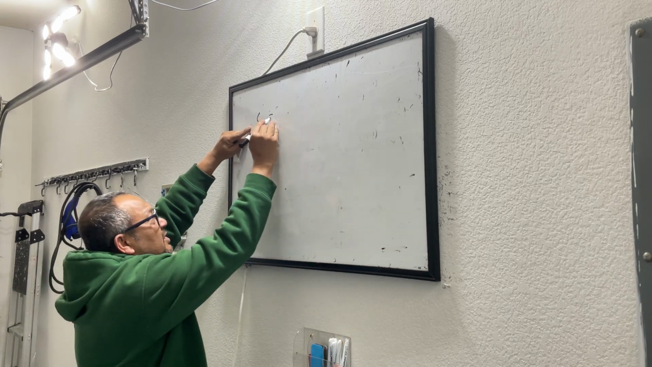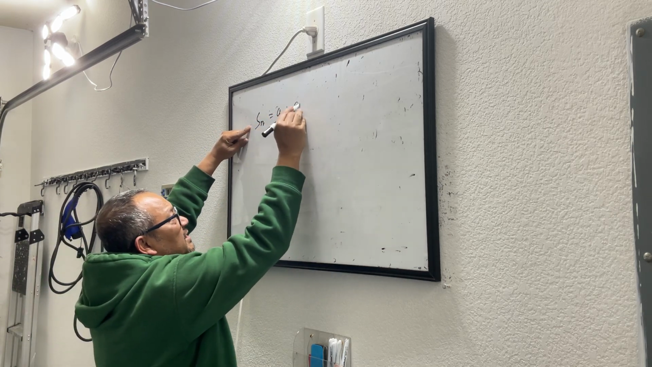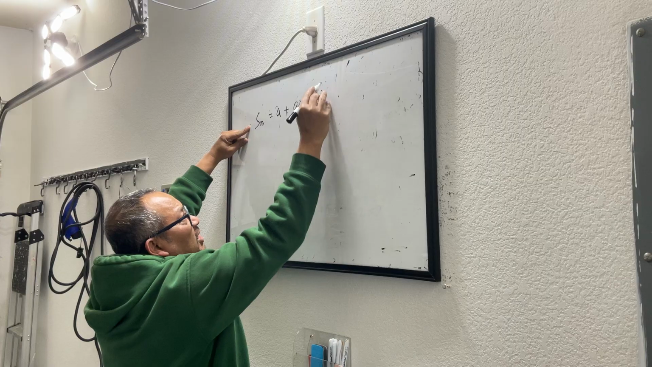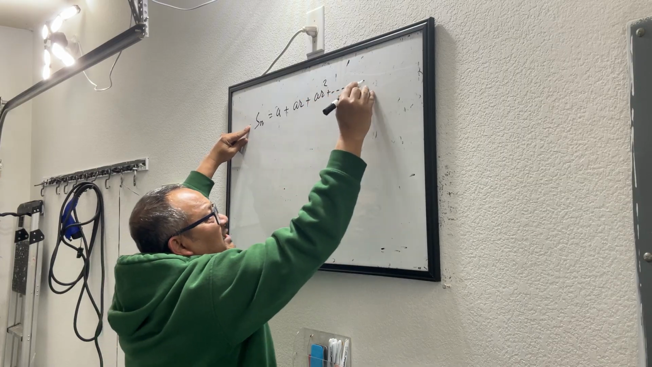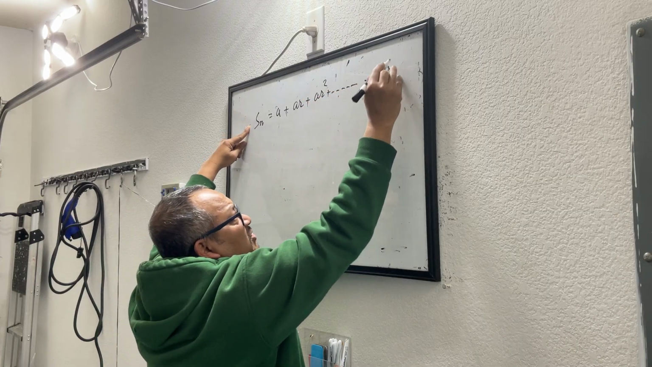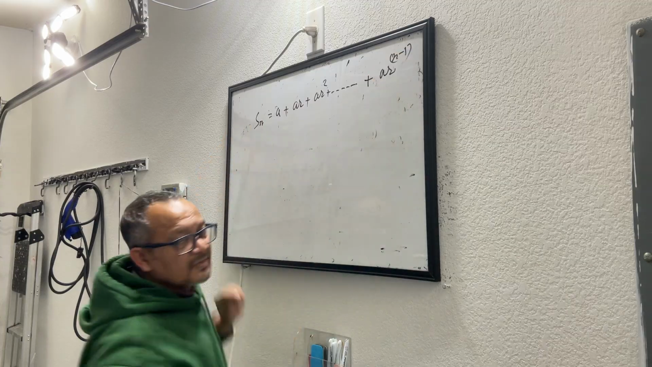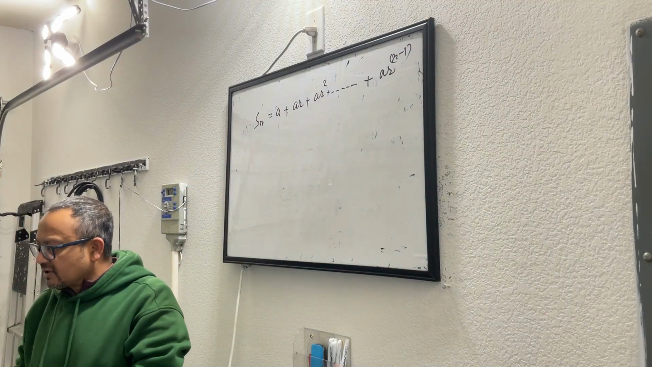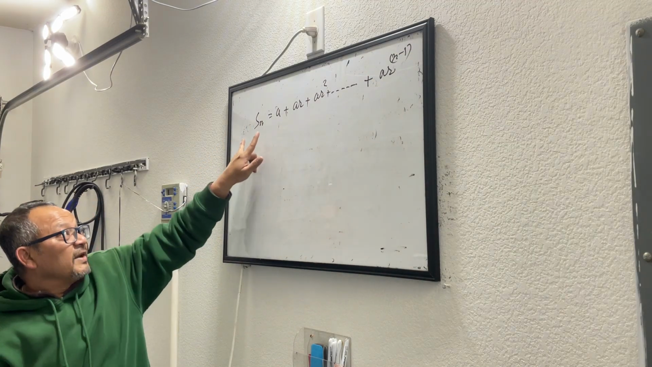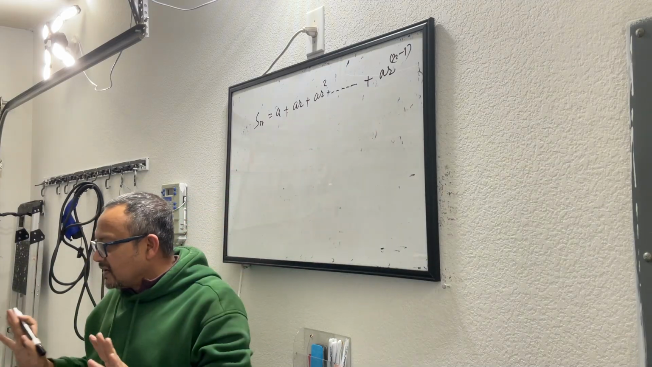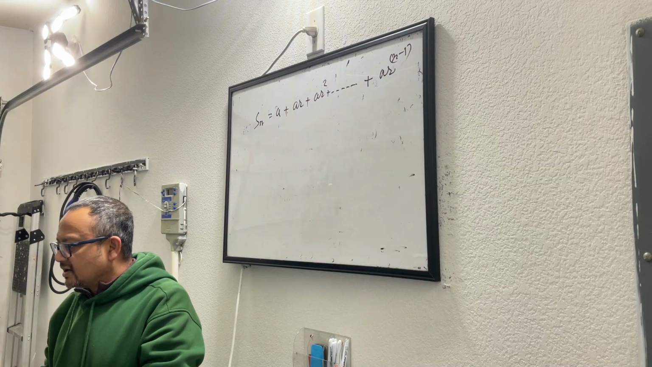Geometric series is nothing but we are trying to find out a plus ar plus ar squared plus, till the nth term, ar to the power n minus 1. Okay? This is what we are trying to find out. When we are able to sum them up, that will be my end goal.